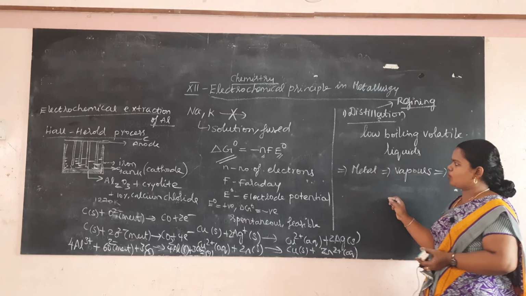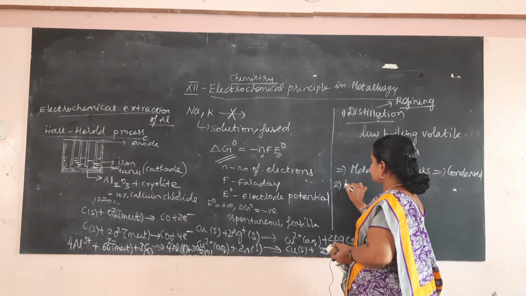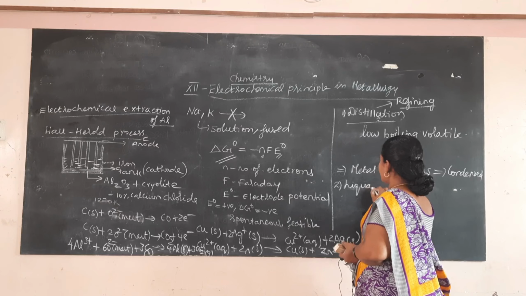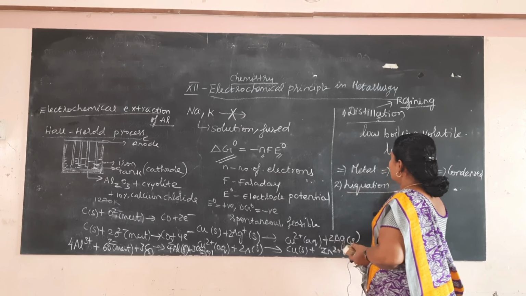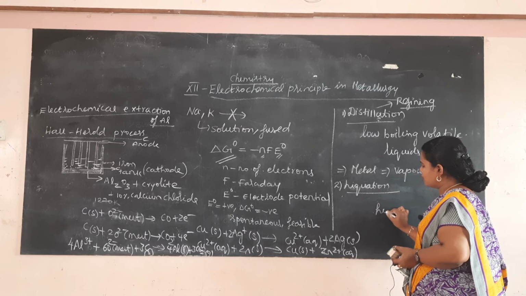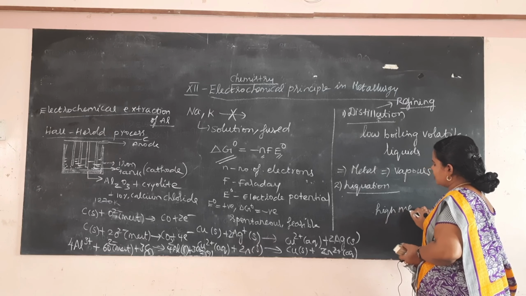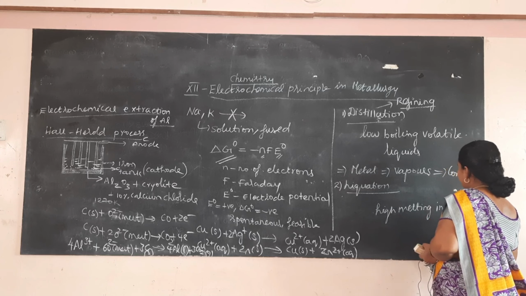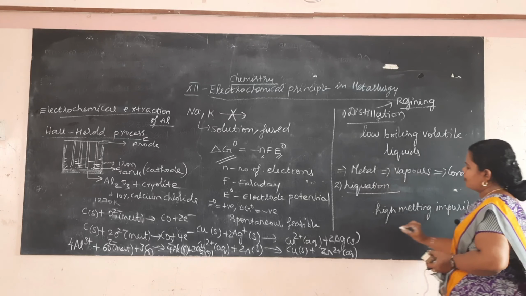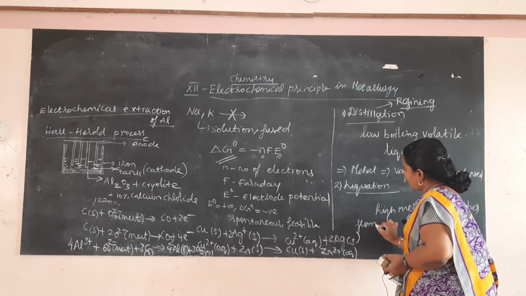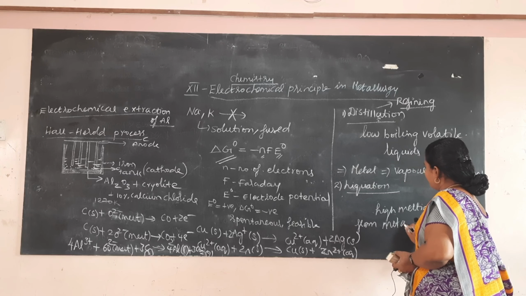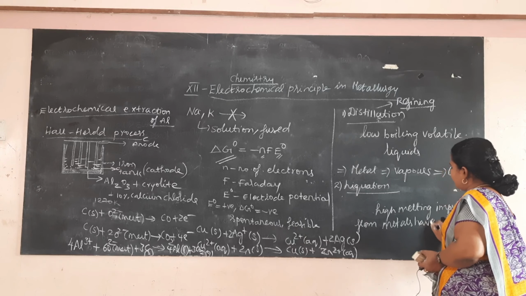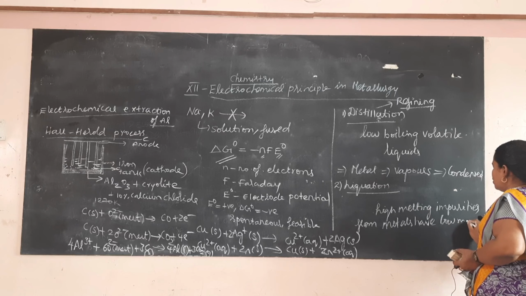The next one is liquefaction. This method is employed to remove high melting impurities from metals having low melting point.